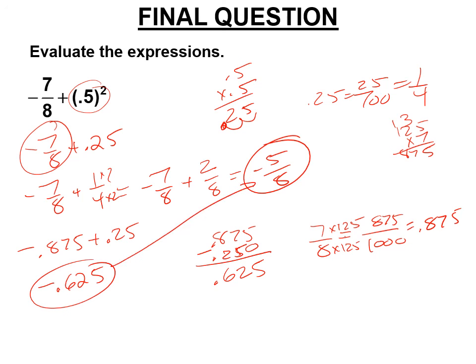Is negative 0.625 the same thing as negative 5/8? It sure is. You could do it a bunch of ways, but I'll do it the easiest way, right? 5/8, you multiply by 125 to make it over 1,000. And 5 times 125, 625 it is. All right, good luck on your homework.